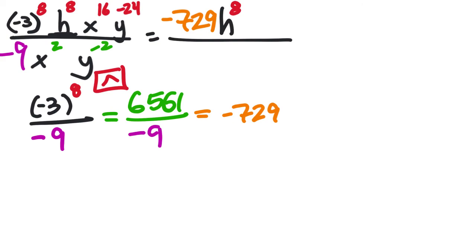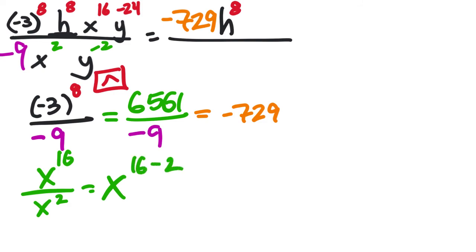But I can look at my base x's. I got x to the power of 16 in the numerator, and I've got x to the power of 2 in the denominator. I can operate with that. Since it's being divided, the same base x, I'm going to take my two exponents, 16 and 2, and subtract them. So that now is x to the power of 14. And since it came out as a positive exponent, it's going to stay in the numerator. X to the power of 14.